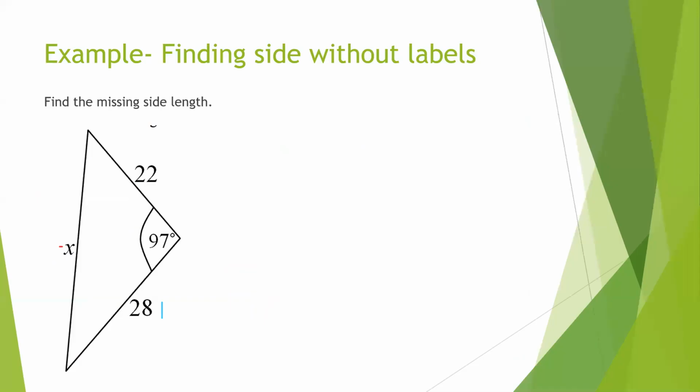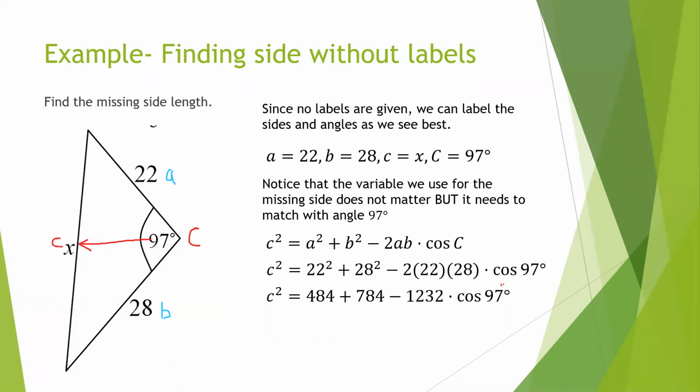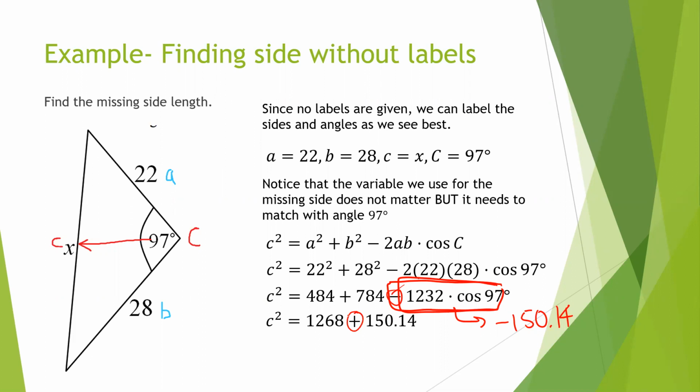So I want to make sure it's clear to everyone. This answer right here, when I multiply, ends up giving me negative 150.14. But because I'm subtracting a negative, I actually end up adding 150.14. So that's why I end up getting a positive answer.